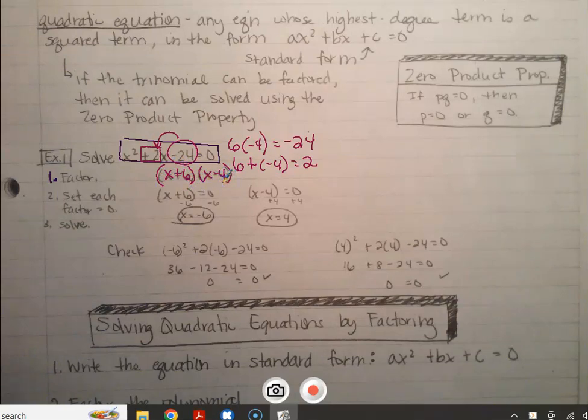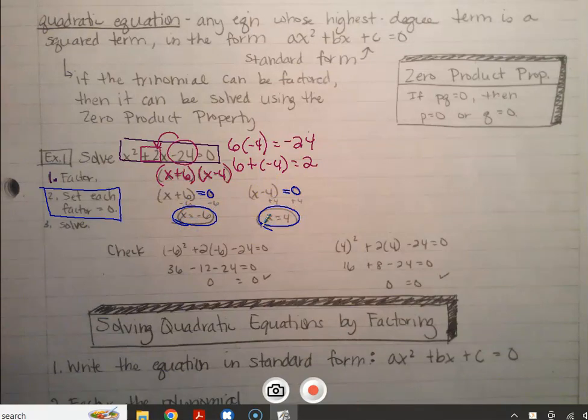Now this is the new step. I'm going to set each of these factors equal to 0. So I have x plus 6 equals 0 and x minus 4 equals 0. Step 3, I solve it. So subtract 6 and I get x equals negative 6, add 4, and I get x equals 4. I'm done. I've solved it.